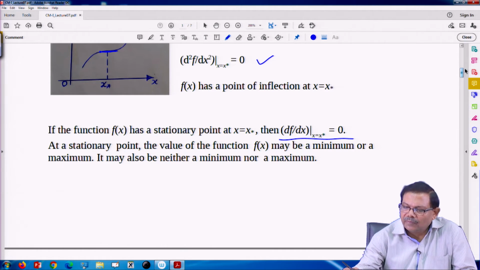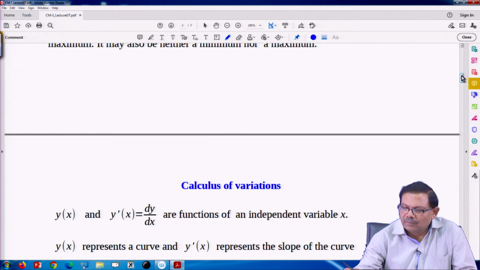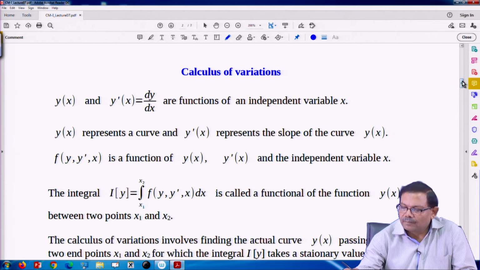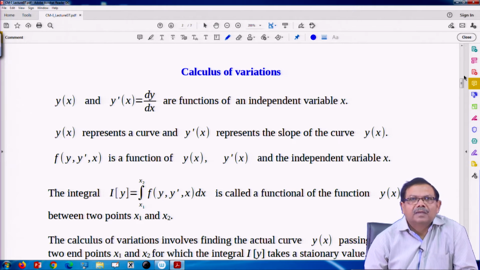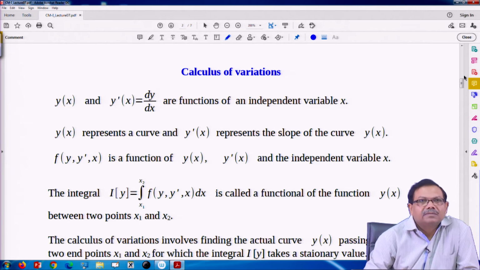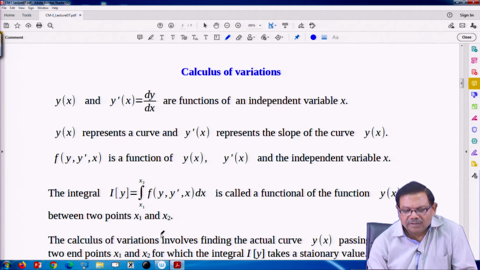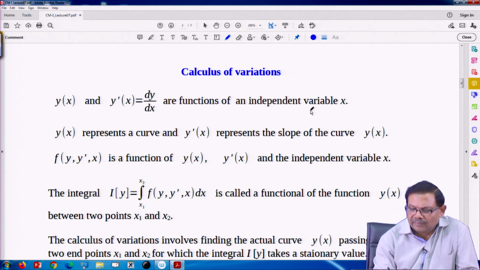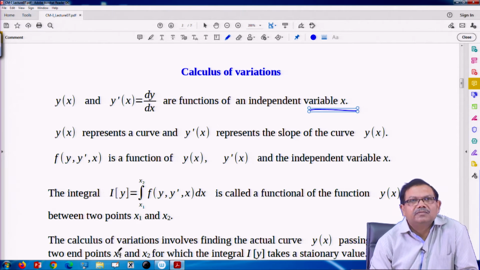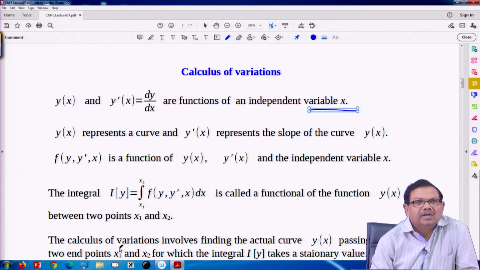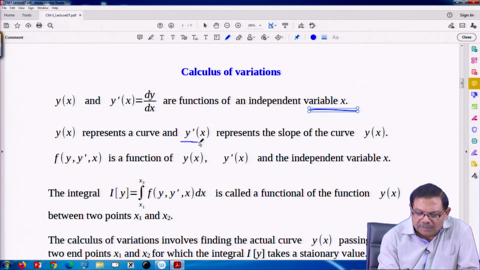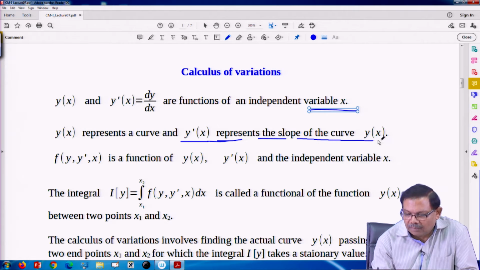Now, the same thing we will apply to some integral rather than a function. Let us say y of x and y prime of x, which is dy dx, are functions of an independent variable x. So, y of x is a function of x and y prime is also a function of x. y of x represents a curve, then y prime of x represents the slope of the curve.